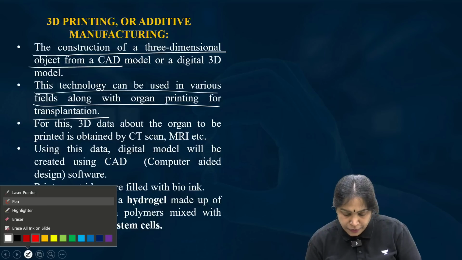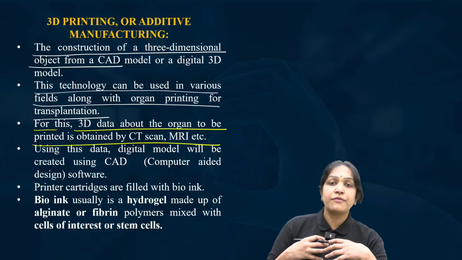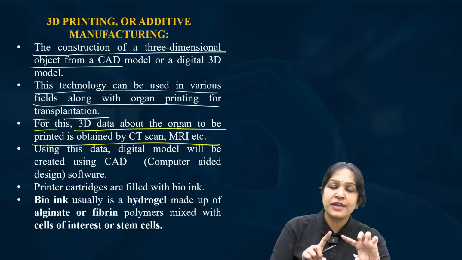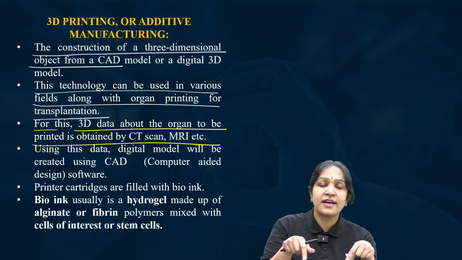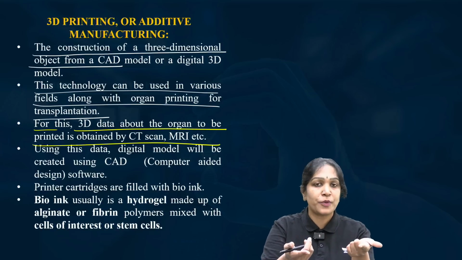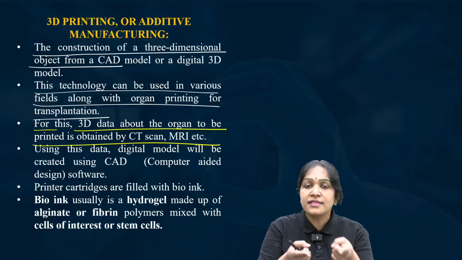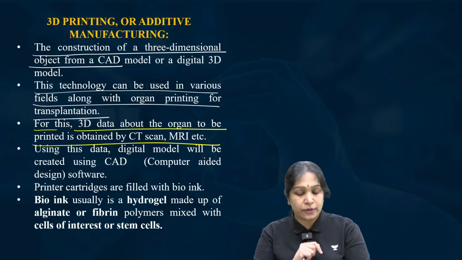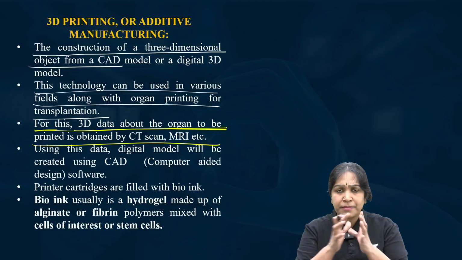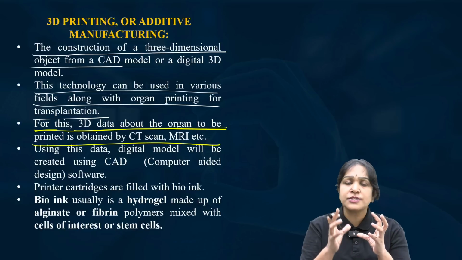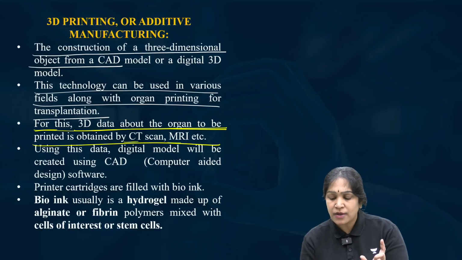For this what we have to do? 3D data about the organ. For example, I want to print out a heart. First I have to take a CT scan or MRI so that I will get the image of the heart. This is the input for the computer, right? If I give the 3D image of the heart, then the 3D heart structure will be printed out. So for this 3D data, that is the length, breadth, depth, different dimensions of my heart, I have to give this data by CT scan or MRI.